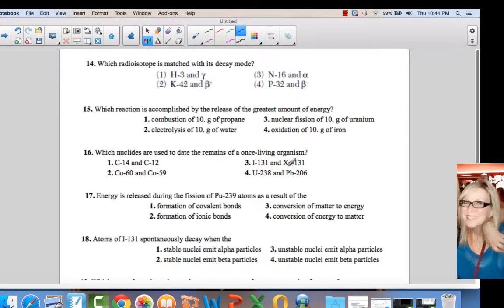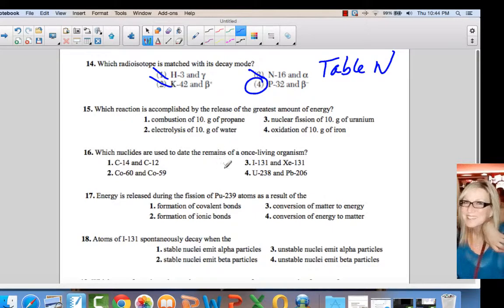Which radioisotope is matched with this decay? This is a table N question. So I look at H-3, hydrogen-3, and I see that it says B minus, and that's gamma, so that's not it. Potassium-42 says B minus, and that says B plus. N-16 says B minus, that says alpha, and P-32 says B minus.